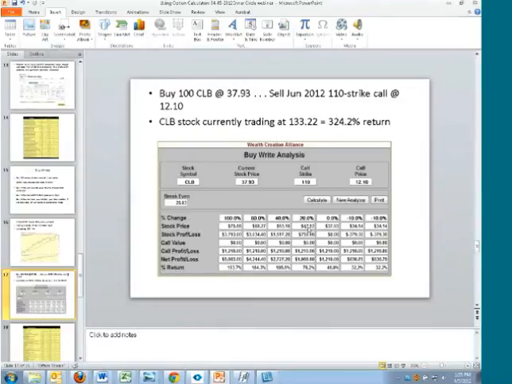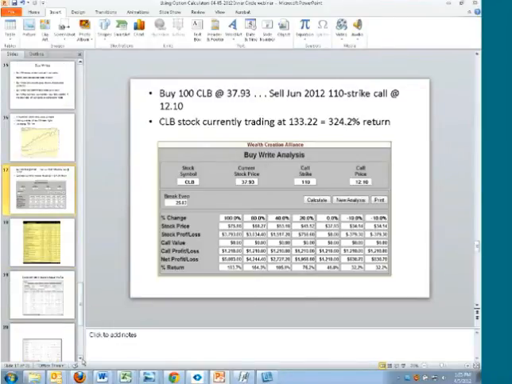A 20% increase in the stock would result in a 76% return for the buy right trade. And even if the stock declined 10%, we'd still have a 32% return. So again, we can use these calculators before we take the trades, and this gives us an idea of the return potential and risk for, in this case, the Core Labs buy right trade.